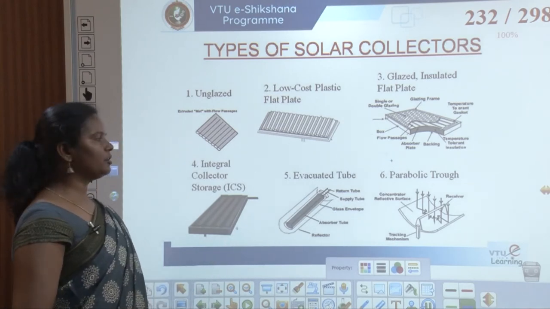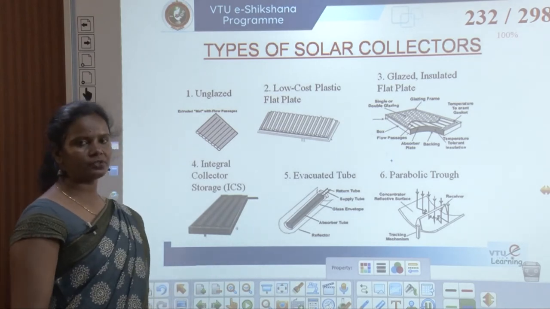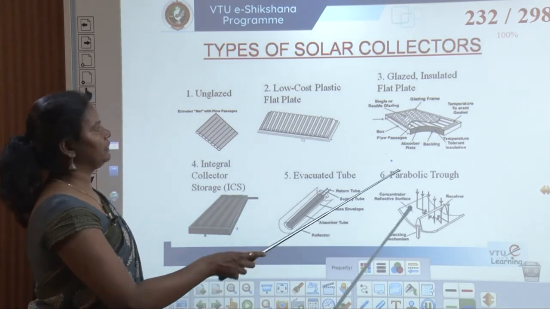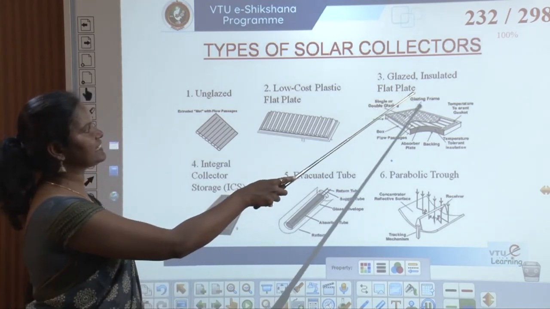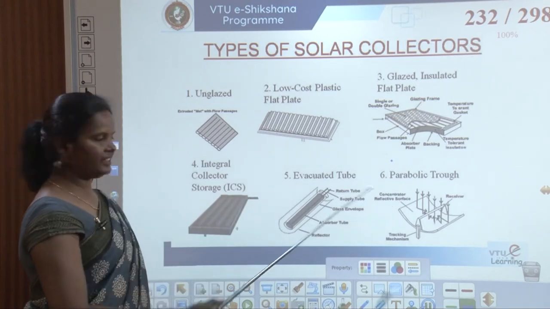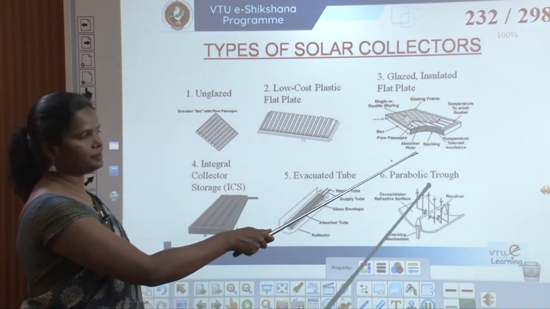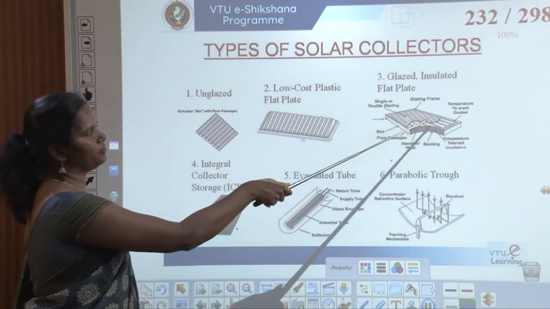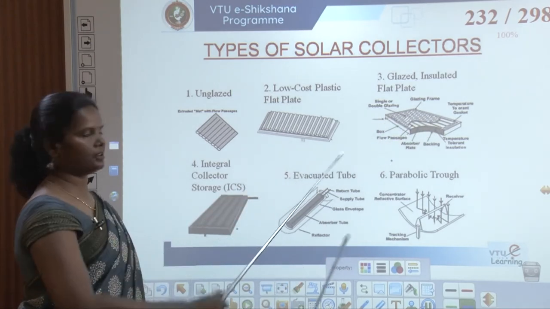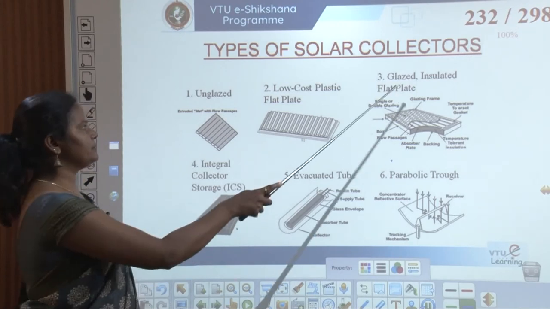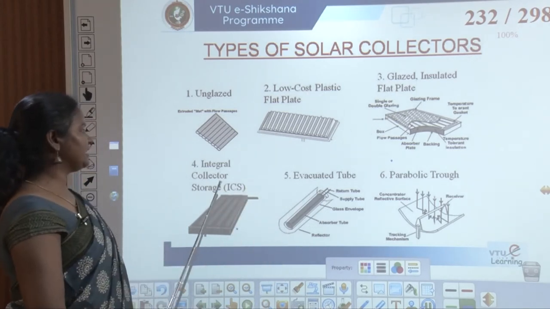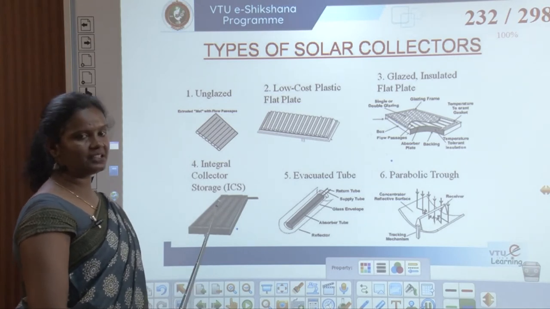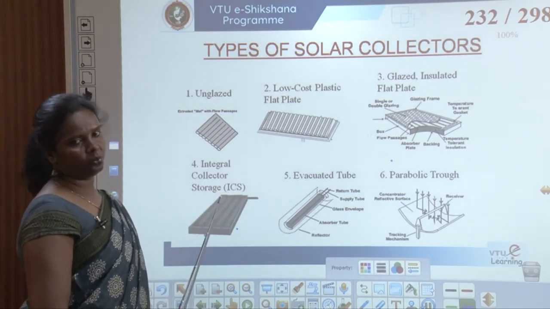This is one common type which we use for most households, the glazed, insulated flat plate. Flat plate is nothing but these flat sheets which you see, and on top of that there is a single or double glaze. There is one more similar flat one, the integral collector storage. There are tubes inside this integral collector storage, which heats up the water.